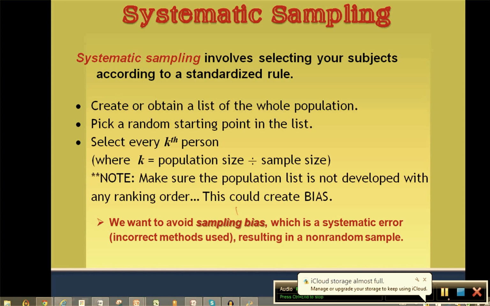You want to definitely make sure that your population list is not developed with any ranking order, or in groupings, for example. This would create bias, and that's bad. Remember, bias is the enemy of statistics. Okay? It's a systematic error.